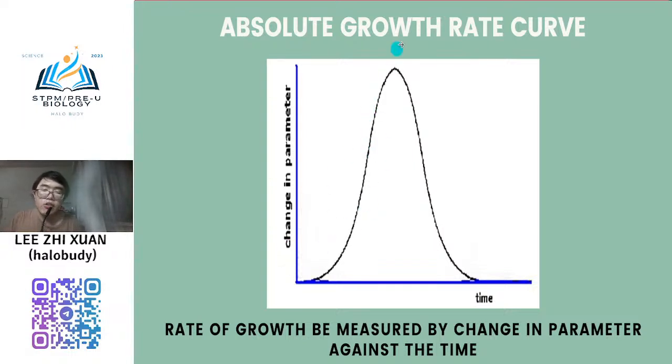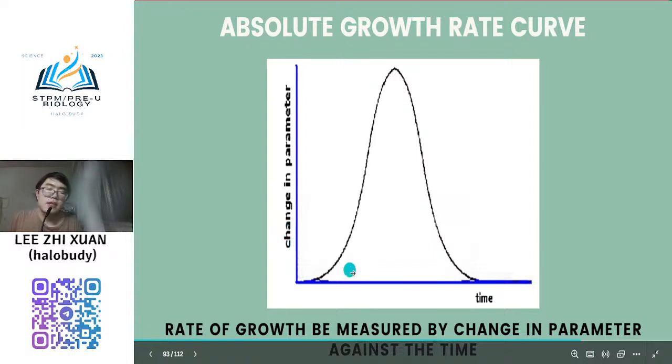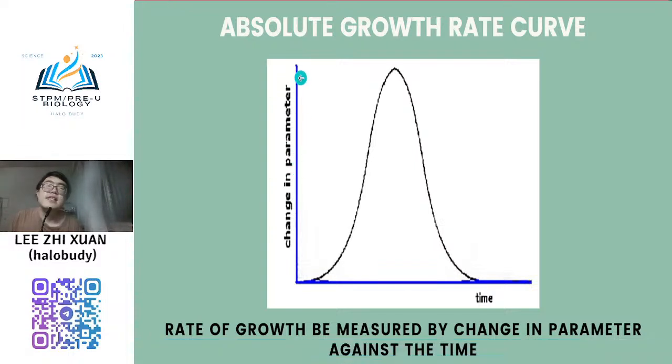It is a bell-shaped graph. So the y-axis is the change in parameter. Compared to the first one, which is any parameter against time only. Maybe this one is after you calculate, maybe it is 10 cm, 20 cm, 30 cm, 40 cm, 50 cm like that, or 1 kilo, 2 kilo, 3 kilo, 4 kilo like that. But this one is change in parameter, meaning that this one you need to calculate.